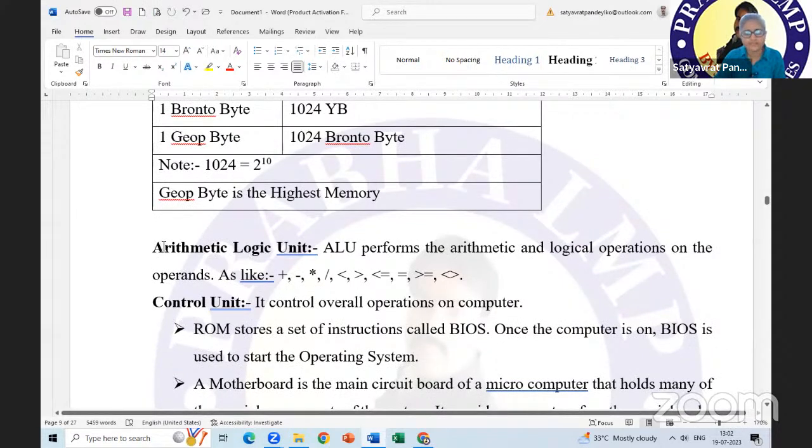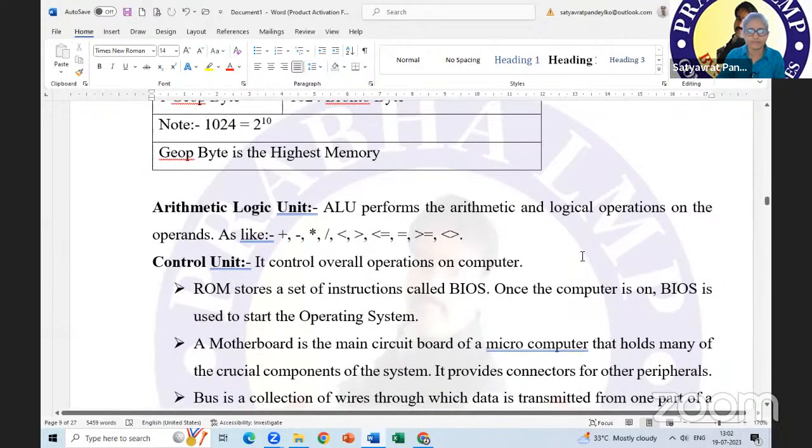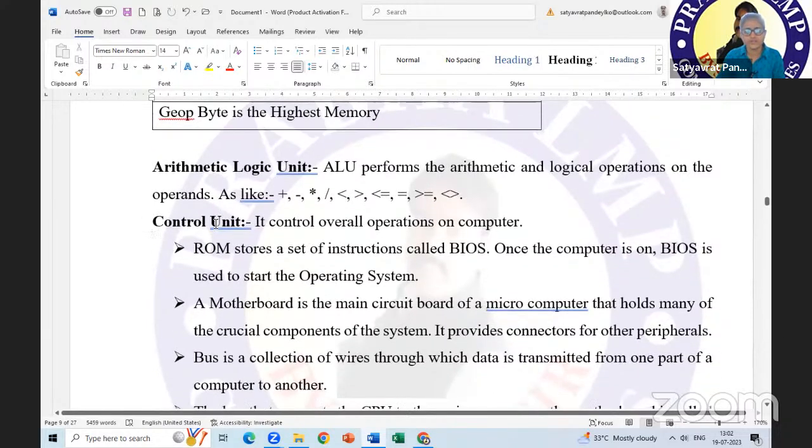Now, second is the arithmetic logic unit, ALU. It performs the arithmetic and logical operations on the operands, such as plus, minus, multiply, divide, and equality symbols. Third is the control unit. It controls overall operations on the computer.